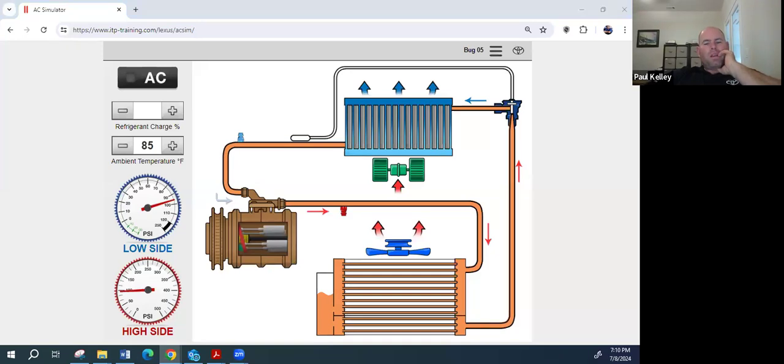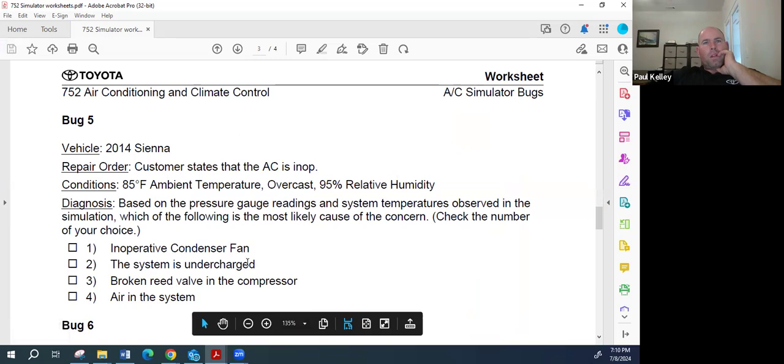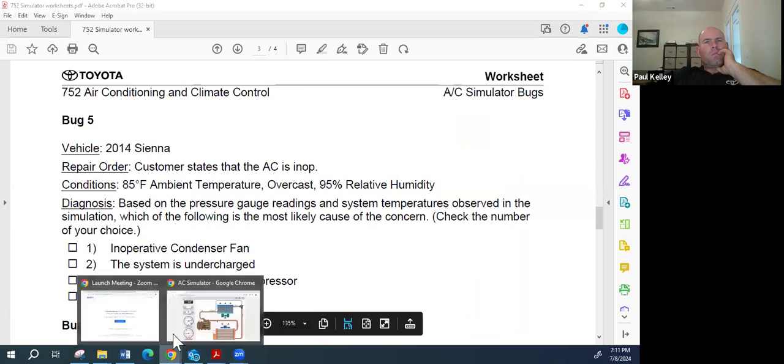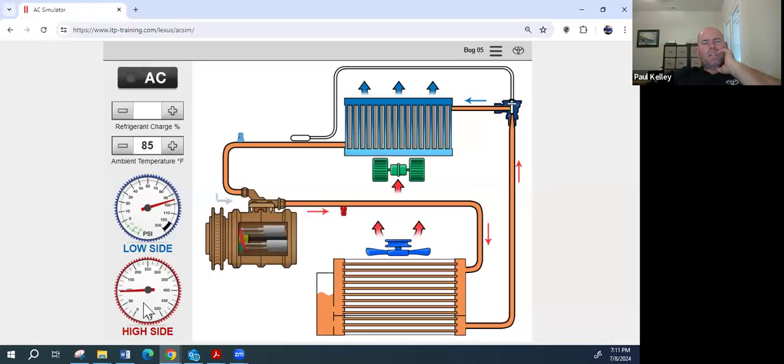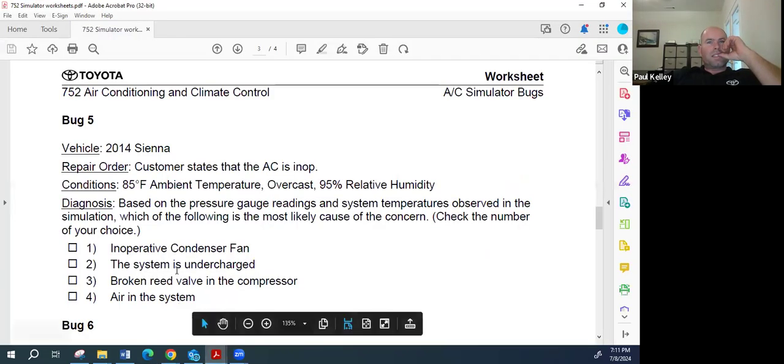Let's take a peek at our options one more time. So undercharged would be eliminated, right? Now, a bad condenser fan, what does that usually cause? High side too high, right? And it's definitely not too high. So now we also know it's not the condenser fan. So we're left with a broken reed or air in the system.